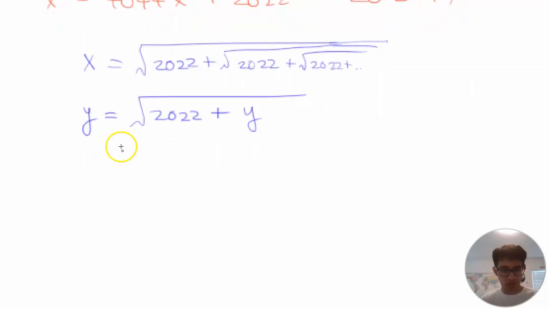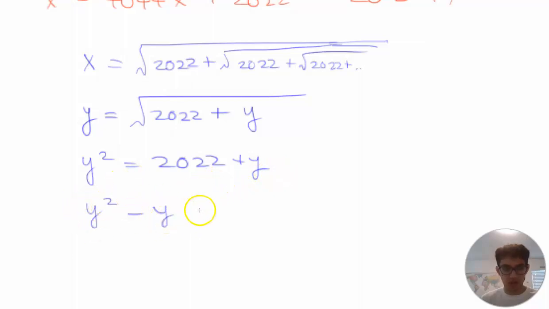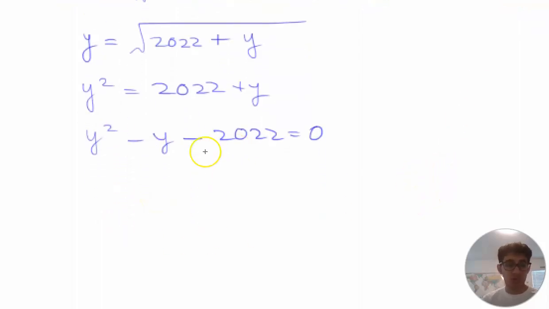And how would you solve this? Pause the video and give it a go. It's a very natural step. You'd square it and you'd get this. And then you would find the roots, right? So y squared minus y minus 2022 equals 0, and solve it. And this is not just some hypothetical. This is literally the same question we have, right? It's just I made it y instead of x. So that's it. Now be careful, okay?